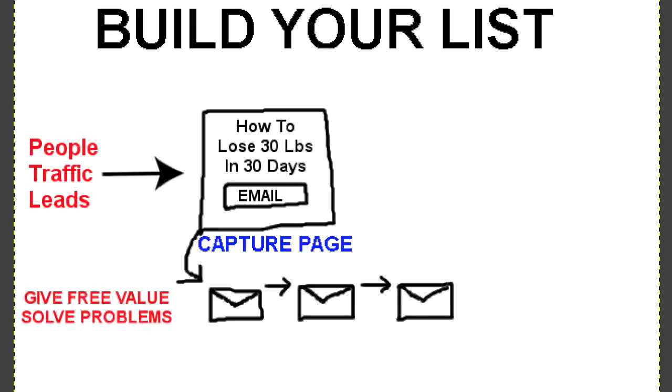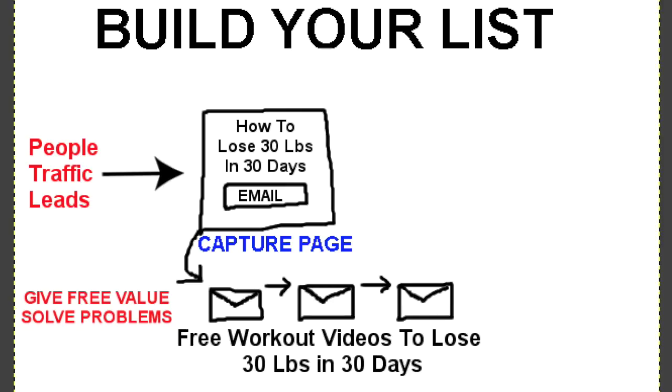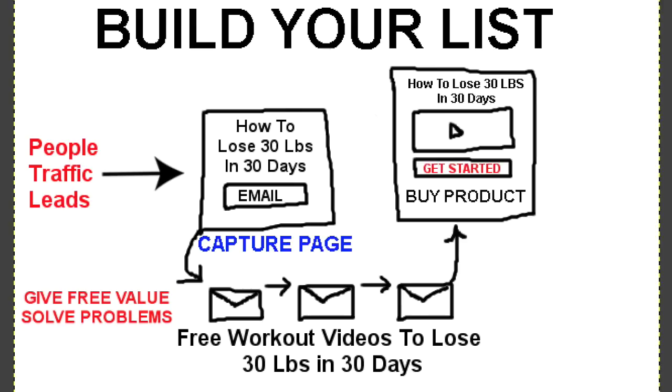So for example, for the weight loss crowd, the problem they have is losing weight, right? So you're going to be sending them free value, like a free workout series showing them how to lose 30 pounds in 30 days, right? And in the emails, you're going to be recommending them to your product page that helps them get the result that they want 10 times quicker.